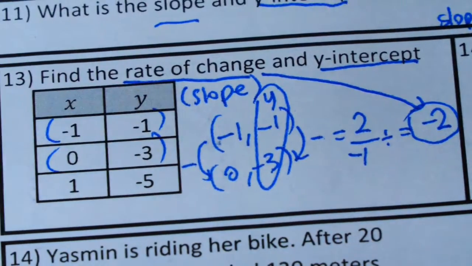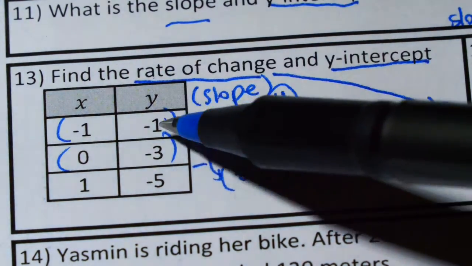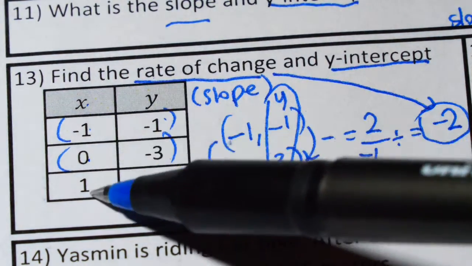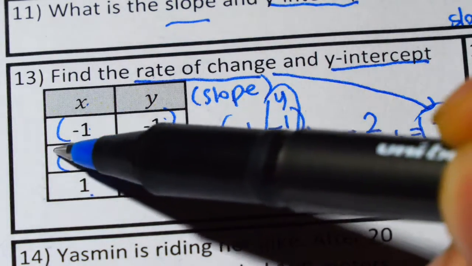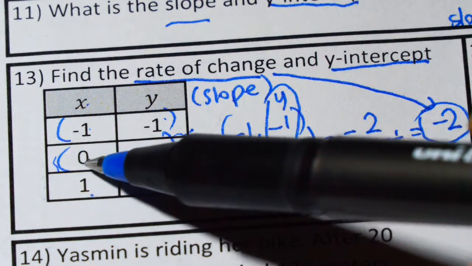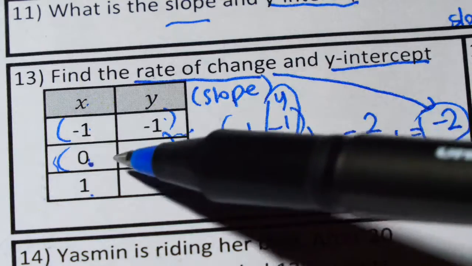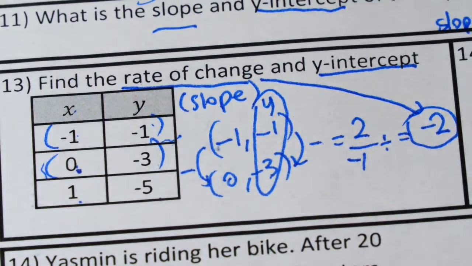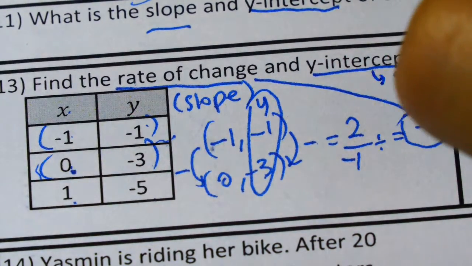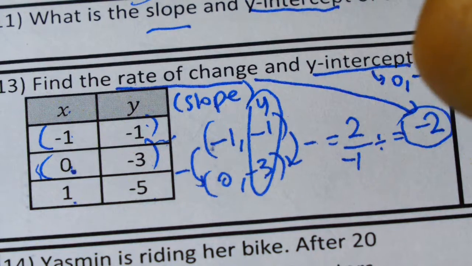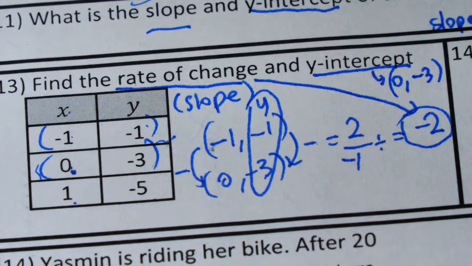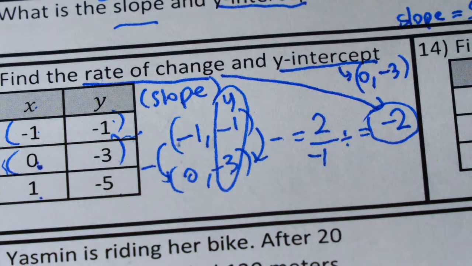So if we look at our table here, do we have any points where x is 0? Yes, we do. The point here is when x is 0. So the y-intercept is 0, -3.